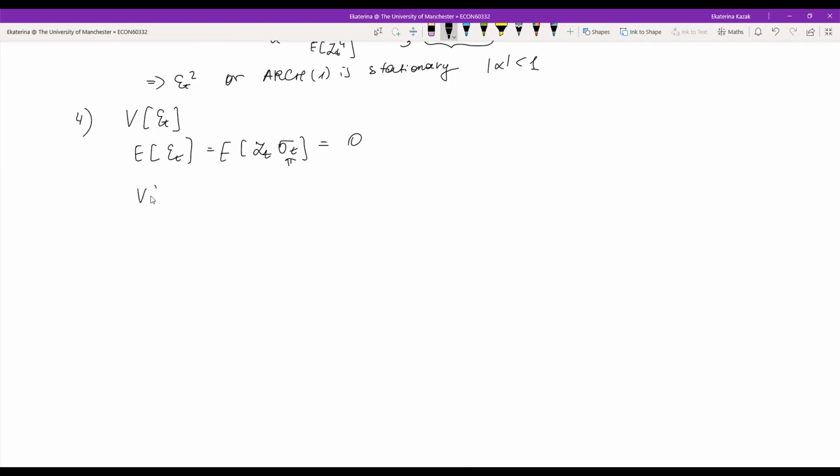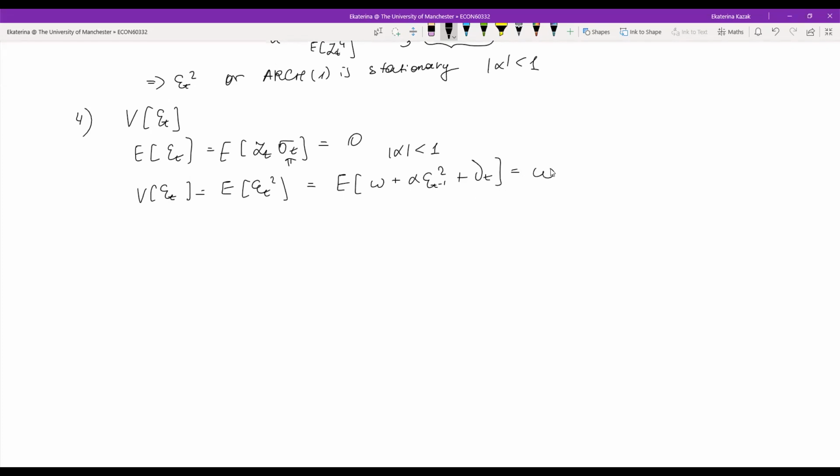Now, the variance of epsilon t is therefore given by the expected value of epsilon t squared. And now, here we go with the error1 representation. So for now, assume that everything is nice and stationary, and we have omega plus alpha epsilon t minus 1 squared plus nu t. This is our error term.